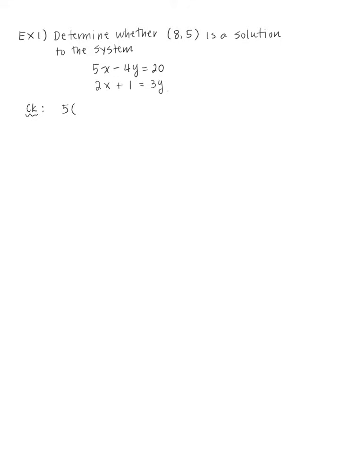So the question is, 5 times 8 minus 4 times 5, is that going to give us 20 back? Let me work on the left-hand side. We have 40 minus 20, which gives us 20 equals 20. So (8, 5) satisfies the first equation, but in order to be a solution, it has to satisfy both equations. So we're going to have to check the second equation here.